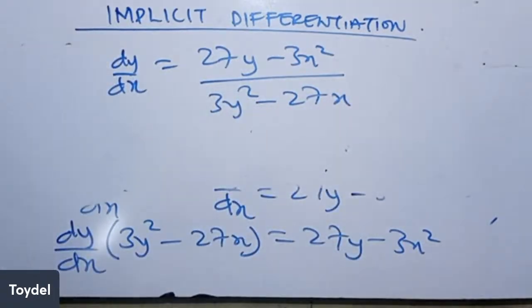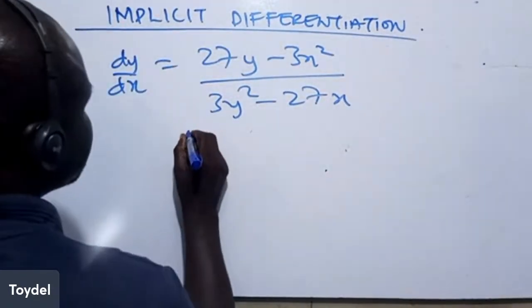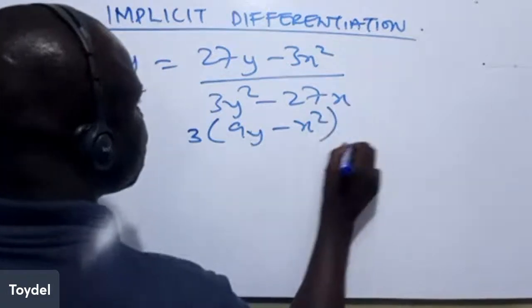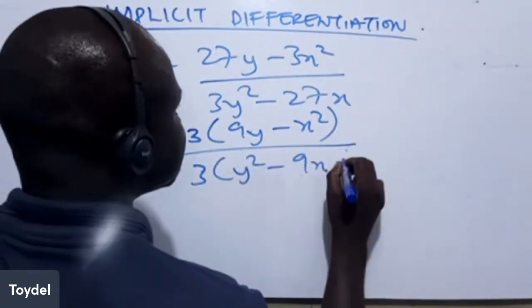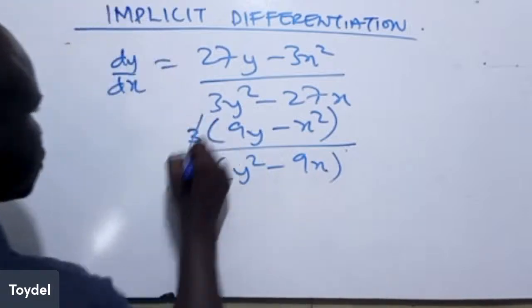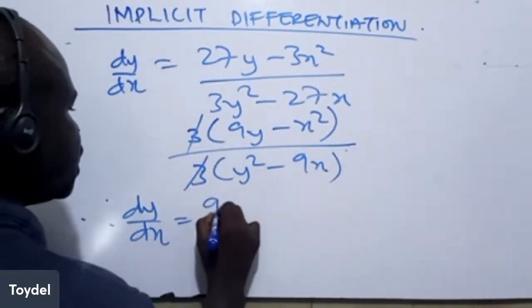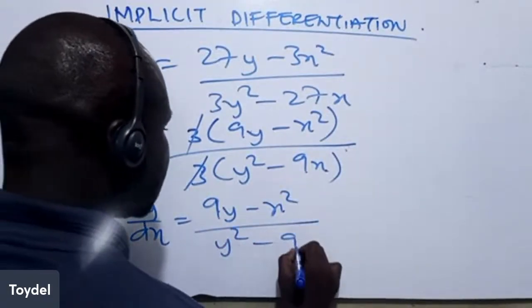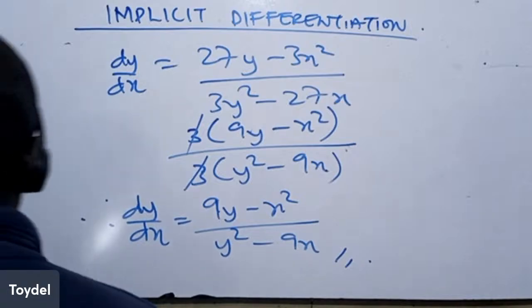Then 3 is common. I can bring out 3. At the numerator, I will have 9y minus x squared, all over the denominator. If I bring out 3, I will have y squared minus 9x. That's what I'm going to get. So 3 will cancel 3. Finally, dy/dx will now be 9y minus x squared all over y squared minus 9x. And that is what we are going to get.